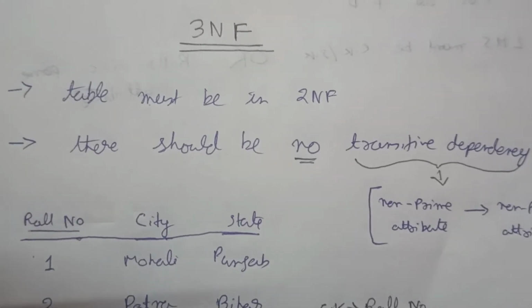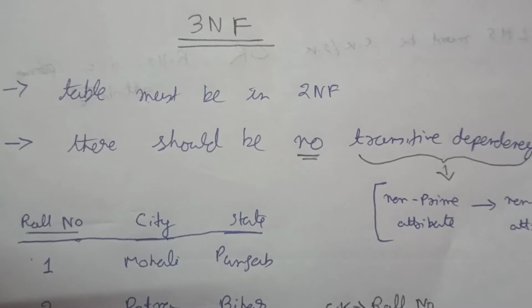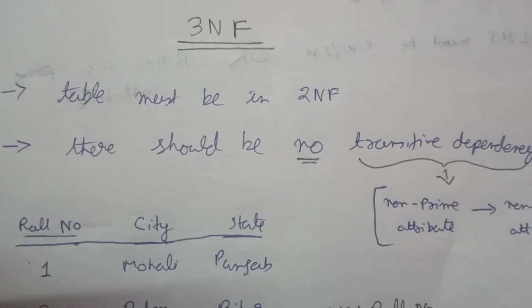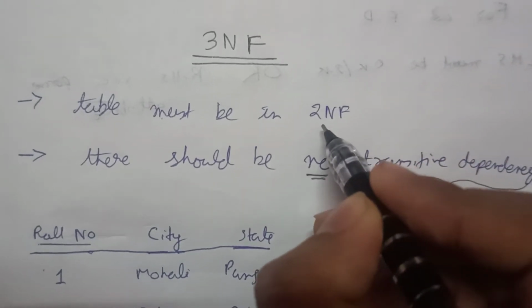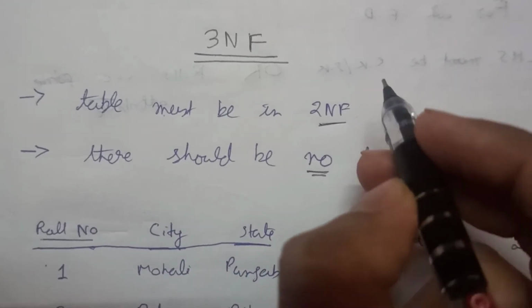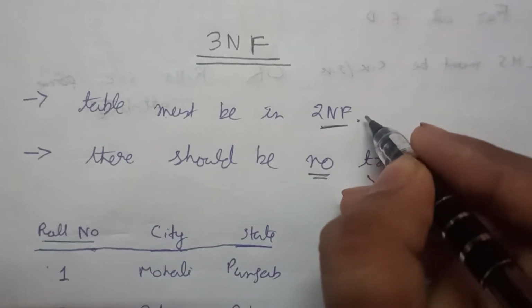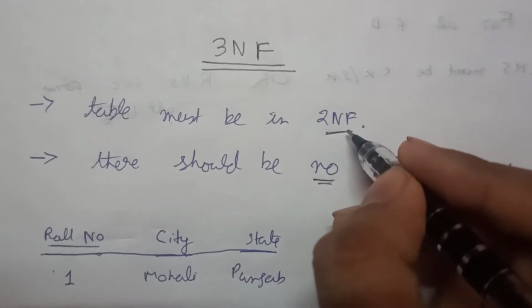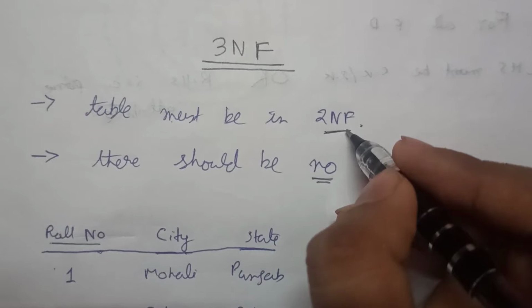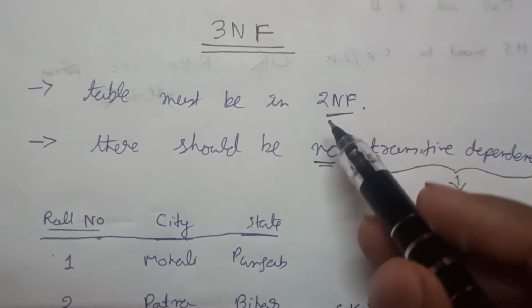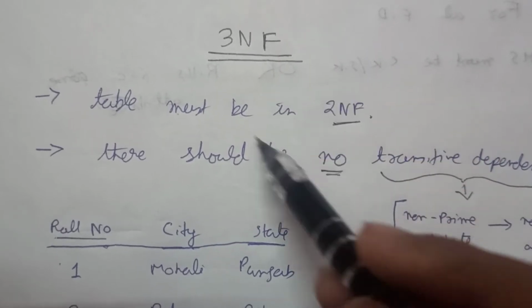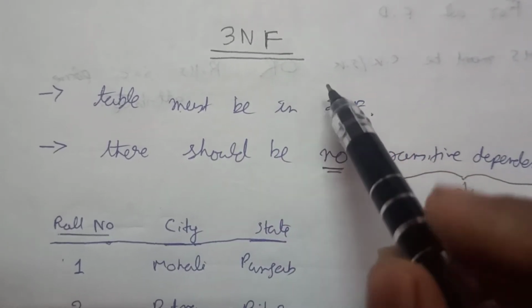Today we are going to learn third normal form or 3NF. So what are the conditions of being in a 3NF? The table must be already in 2NF. And how can we detect if a table is in 2NF or not? I have already discussed that in my previous video, so go check it.